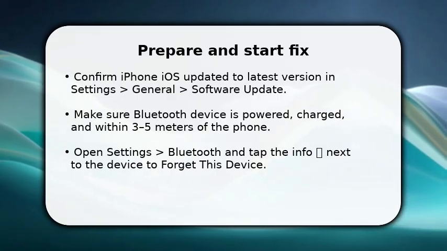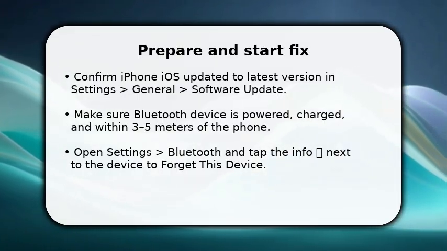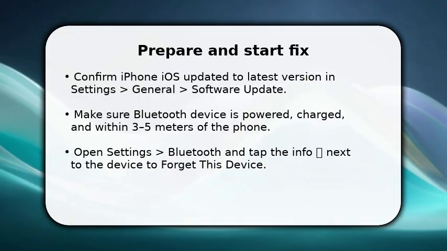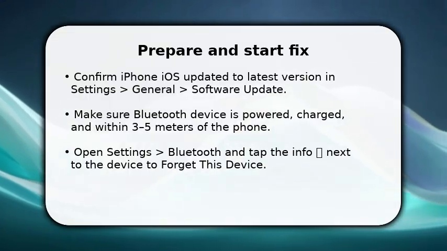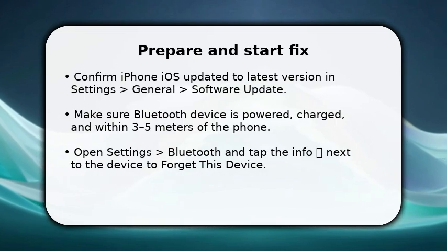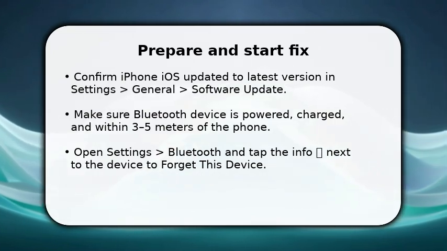After you forget, power your Bluetooth device completely off for 10 seconds, then power it back on. Make sure your iPhone volume is mid-level so you can hear changes during repairing. Don't skip this step. Now reboot both devices to flush transient issues.